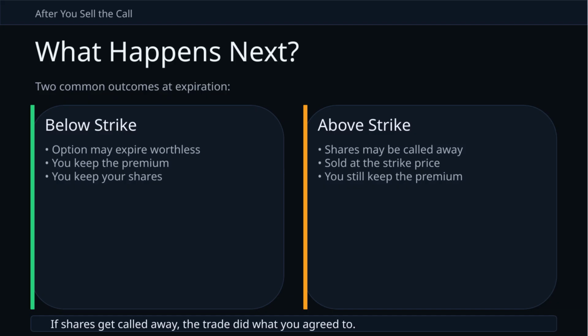Once the trade is placed, one of two main things can happen. If the stock stays below your strike price by expiration, you keep the premium and you keep your shares. If the stock price finishes above your strike price, your shares may get called away at the price that you chose. And that's not by mistake. That's part of the agreement we made when we sold that covered call. And again, you still keep the premium that you received when you put on that trade in the first place.